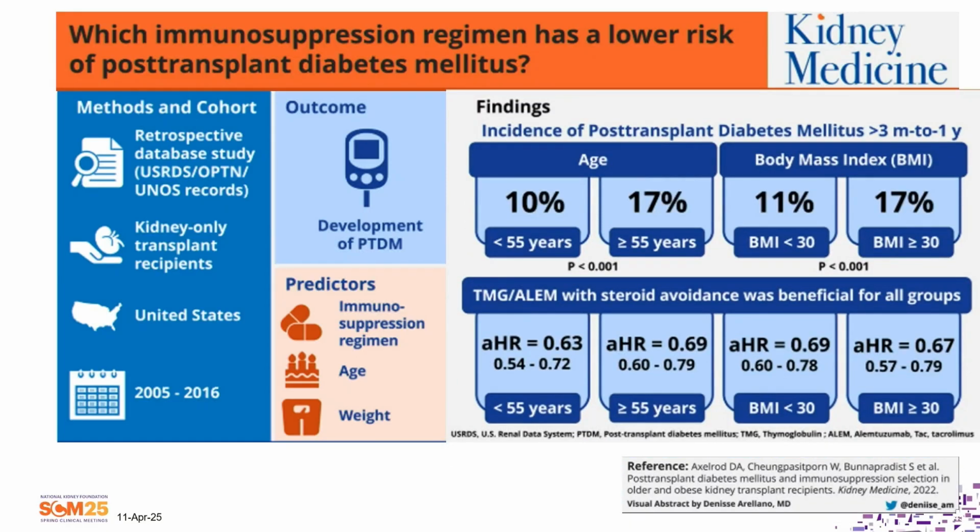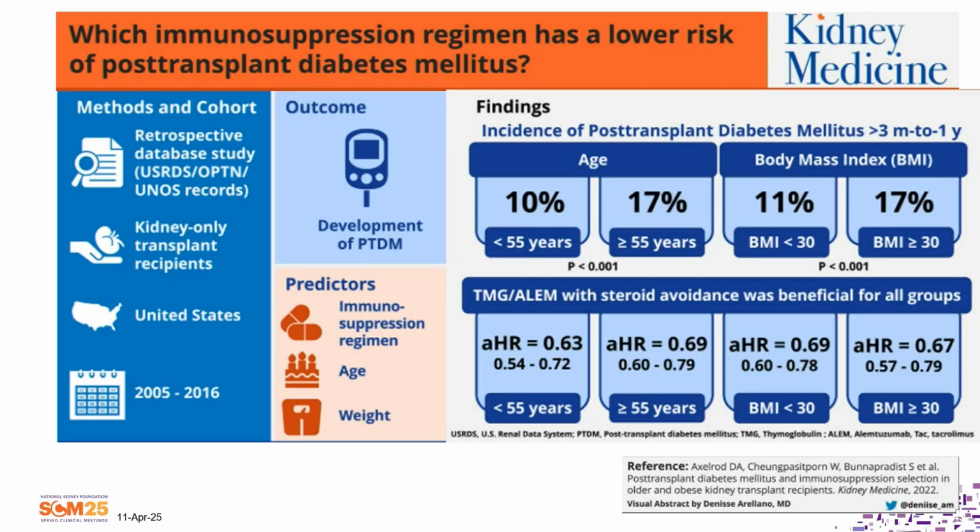And what did they find? The incidence of PTDM greater than 3 months to 1 year was higher in older individuals as opposed to younger individuals, and those with higher BMIs, greater than or equal to 30, as opposed to less than 30. They looked at varying immunosuppressive regimens, and found that those induced with thymoglobulin or alemtuzumab with steroid avoidance had a reduced hazard ratio for developing PTDM as opposed to those who were maintained on steroids.